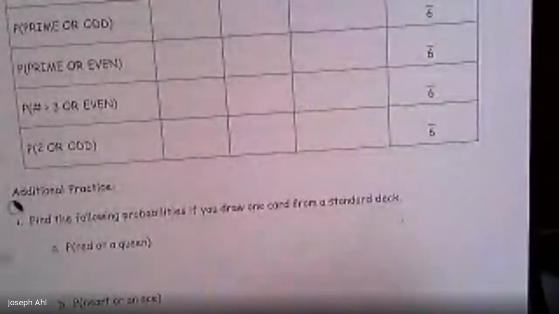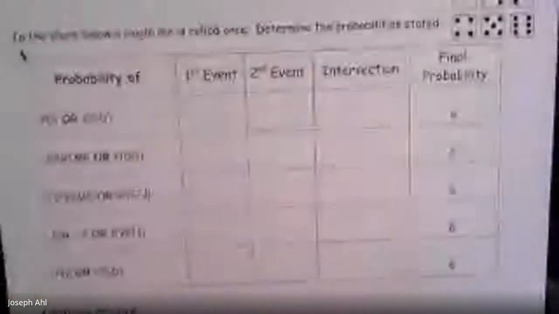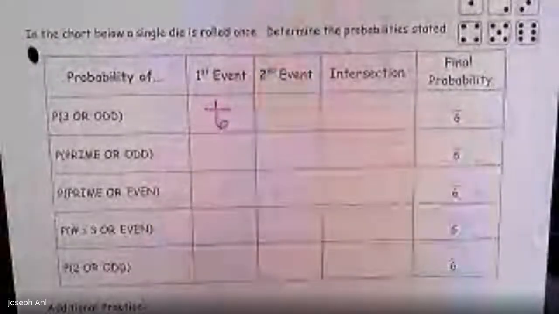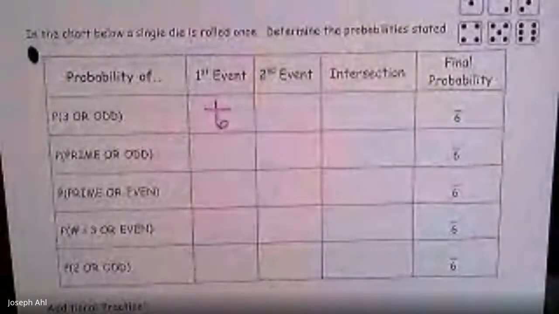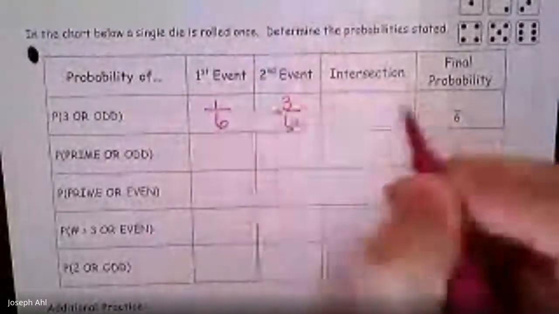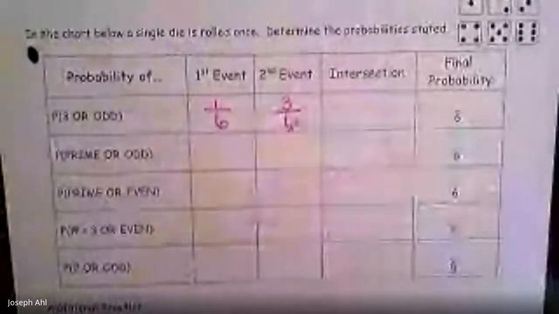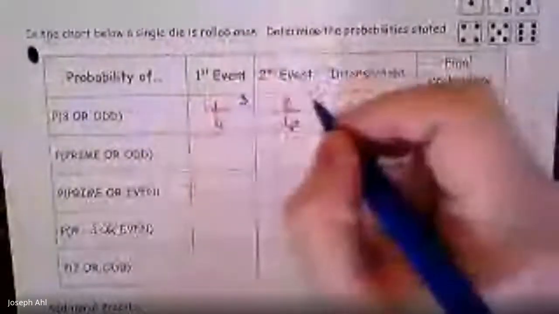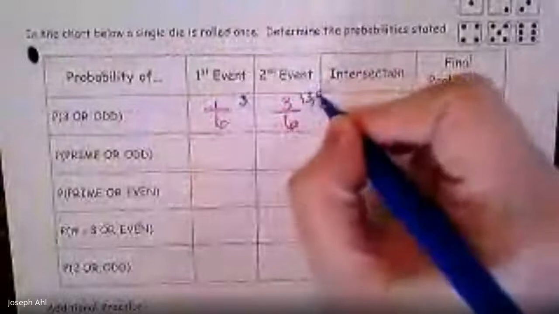Okay. So the probability of getting a 3 or an odd. Well, the probability of the first event is 1 out of 6. Okay, and there's 1 three on the die. The probability of getting an odd would be 3 out of 6. Because remember that in these events, the chance I get a 3 is just getting the number 3. The second event would be getting a 1, 3, or 5.